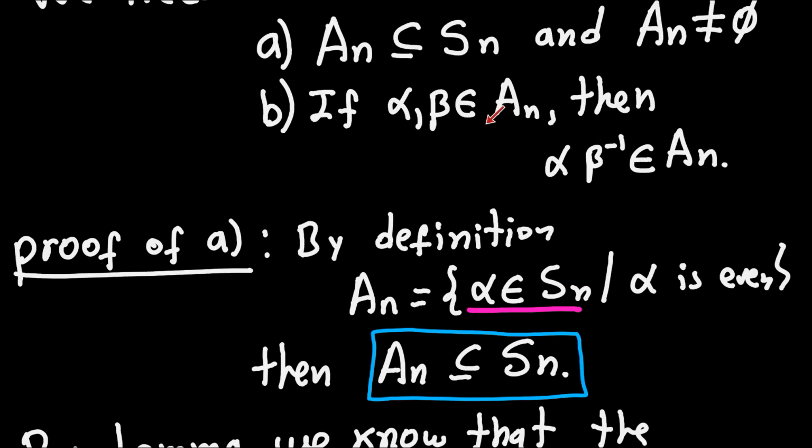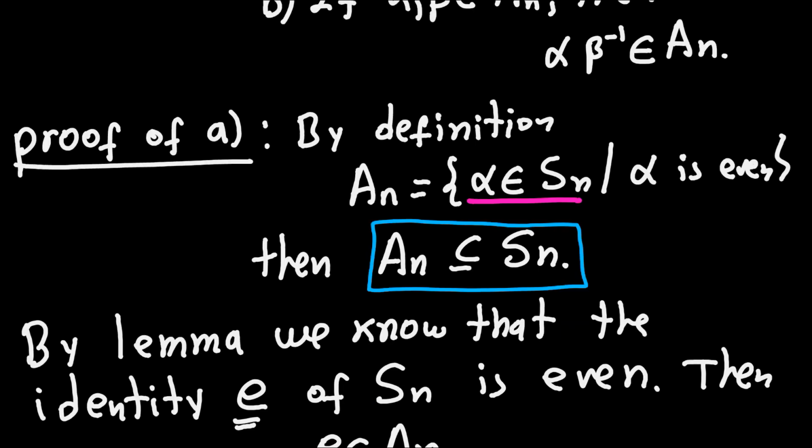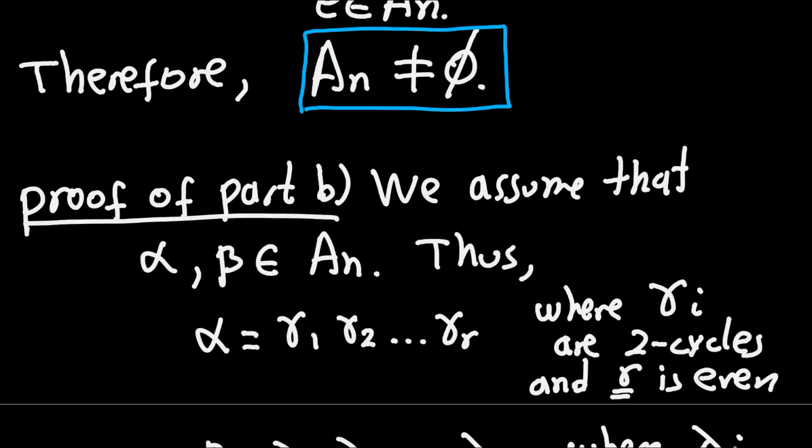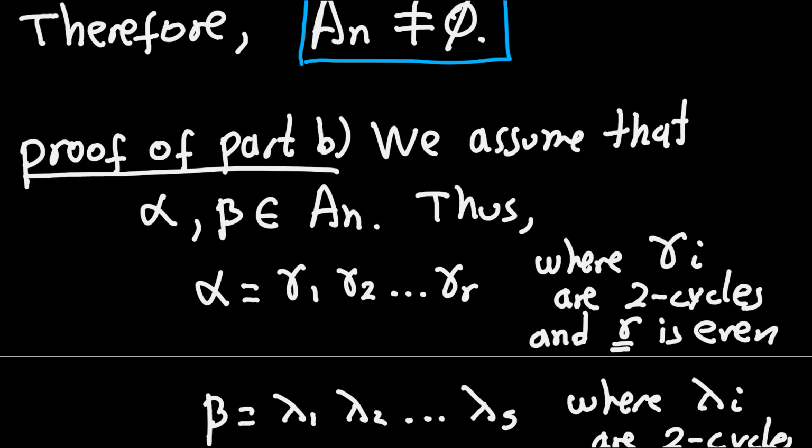It's an if-then statement. So I'm assuming that alpha and beta are in An, and we're going to prove that alpha product with beta inverse, or composition here, is also in An. So let's assume that alpha and beta are in An. Now, what does it mean to be in An? An means that you are an even permutation.